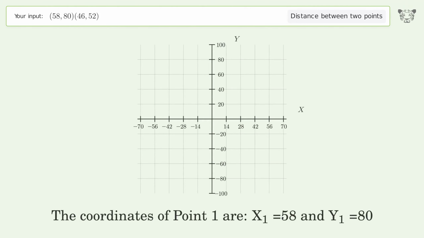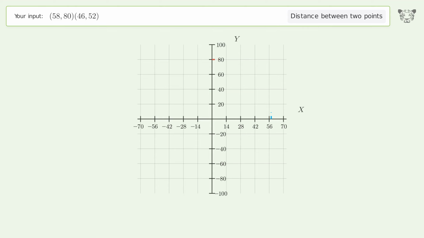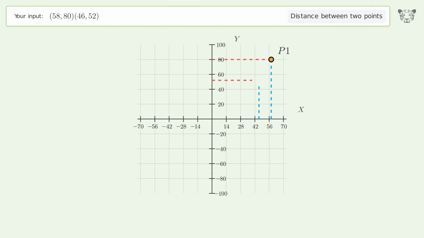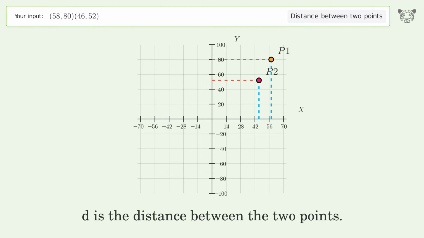The coordinates of point 1 are x1 equals 58 and y1 equals 80. The coordinates of point 2 are x2 equals 46 and y2 equals 52. D is the distance between the 2 points.